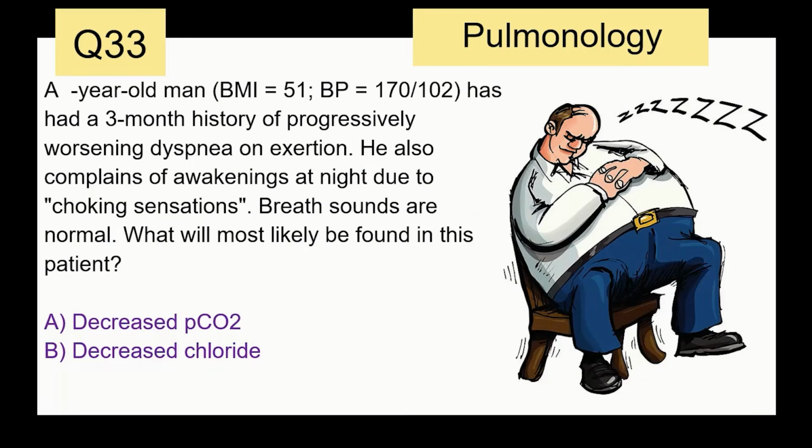Question 33. Another blank-year-old man. A blank-year-old man with a BMI of 51 and high blood pressure has had a 3-month history of progressively worsening dyspnea on exertion. He also complains of awakenings at night due to choking sensations. Breath sounds are normal. So what's going to be found?